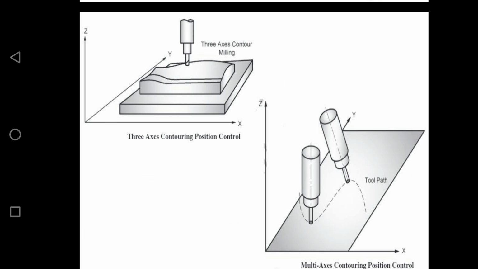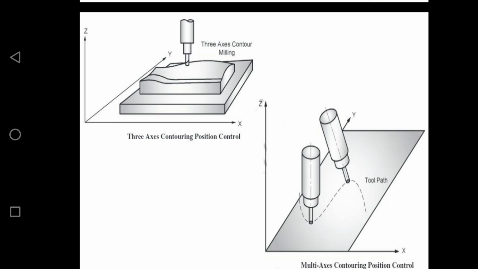Well, the final one is multi axis contouring. What is multi axis contouring? In this control mode, unlike all the others like 2, 2.5 and 3, the tool orientation can be changed with the tool motion.